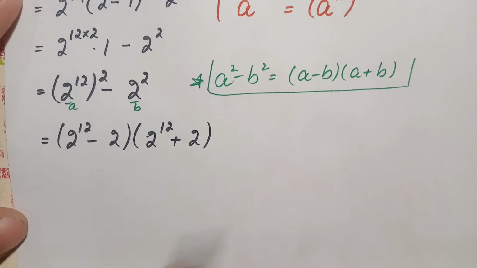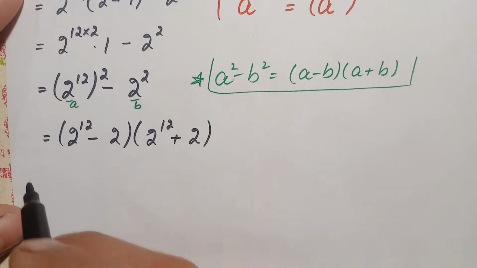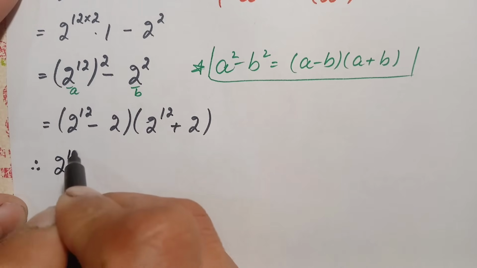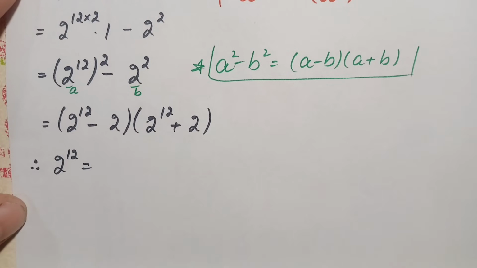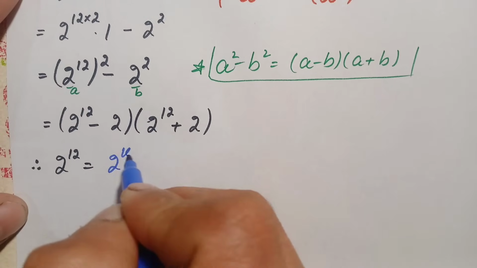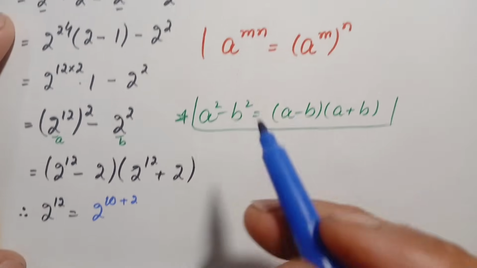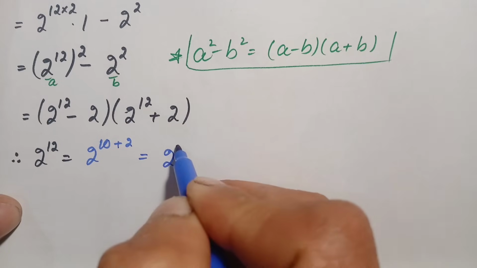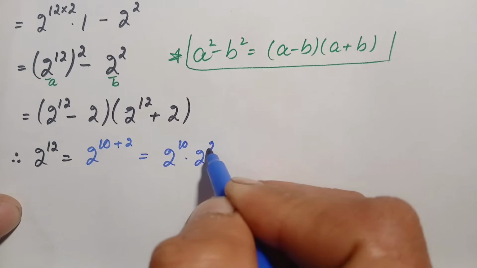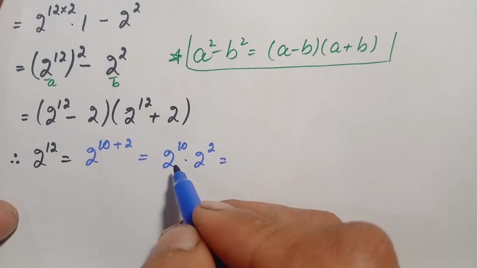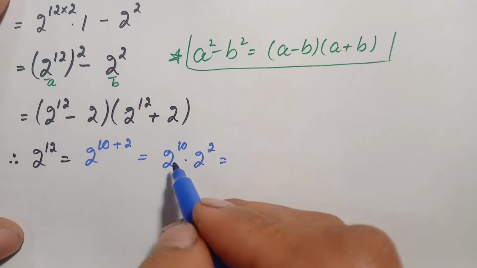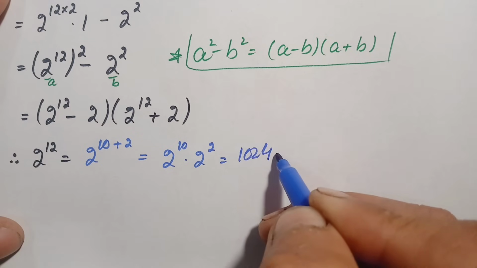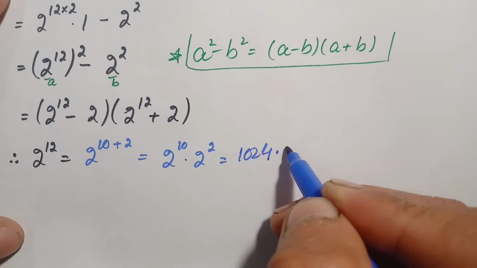Here we will try to find out the value of 2 raised to power 12 in both the numbers. So we can write this 2 raised to power 12 as 2 raised to power 10 plus 2. Now using the exponential identity, we can write this as 2 raised to power 10 times 2 raised to power 2. What is the value of 2 raised to power 10? 2 raised to power 10 means we have to multiply 2 ten times. It is a very famous number that we mostly use in our videos, which is equal to 1024. And 2 times 2 is simply 4.